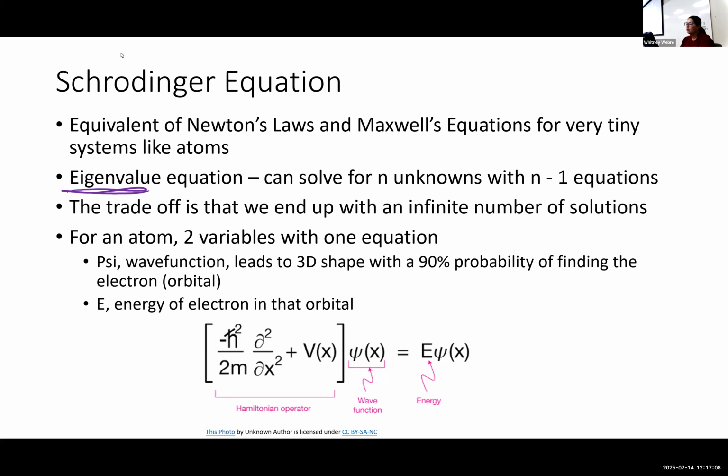So the trade-off is that we end up with an infinite number of solutions because you have different unknowns. So for an atom, there are two variables with one equation. We have psi, which helps us give a 90% probability of finding where the electron is inside its orbital, and then E for the energy of the electron in that orbital. Don't be overwhelmed by this. I just want to talk about it. But yeah, a lot of fun if you hit physics. The last time I saw this equation or had to use it was PChem 2. I wasn't enjoying it, but I know a lot of my friends really loved it.